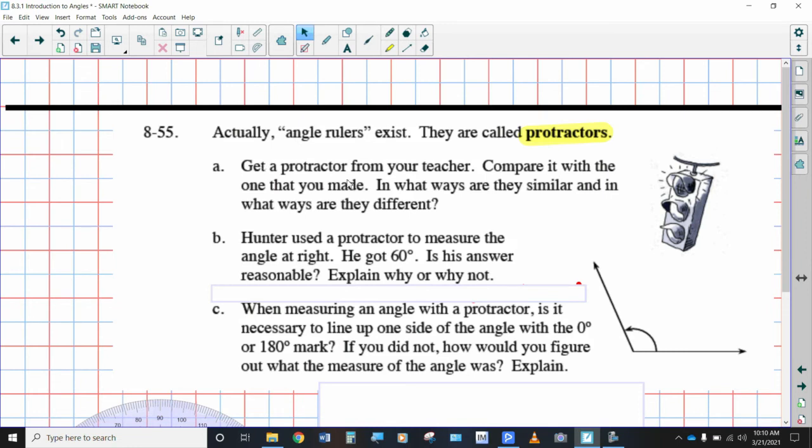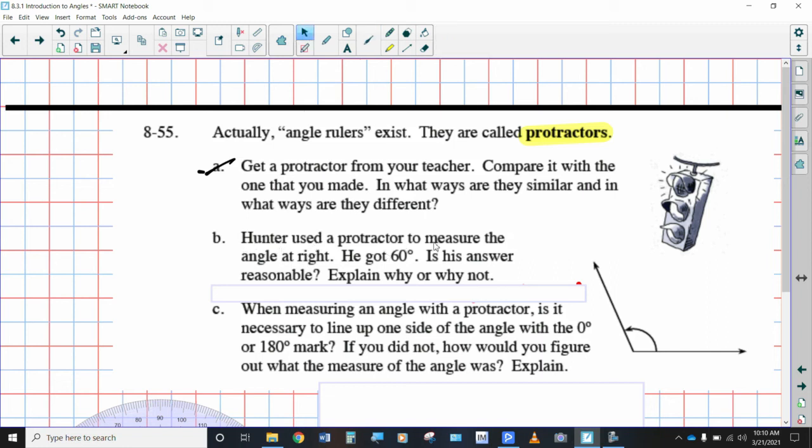All right, so it says get a protractor from your teacher, or maybe just use the tool that we just used. And it says compare it with the one that you made. Oh, okay. In what ways are they similar and which ways are they different? Well, whatever. Mine's perfect. That's how it's similar.